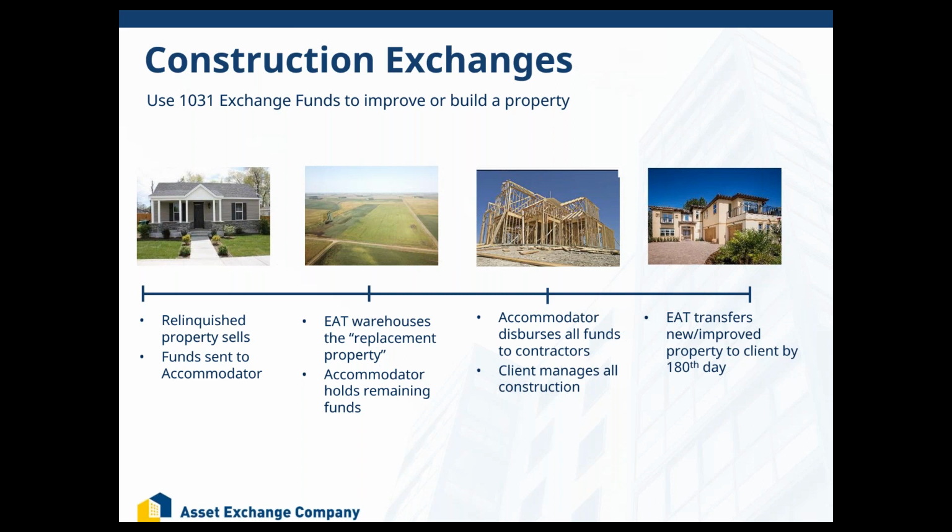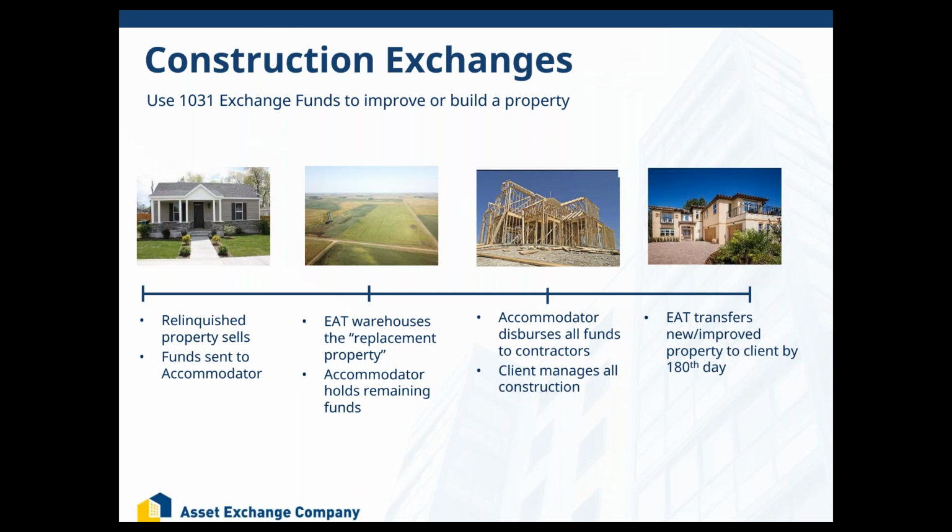Now, the client goes out, and let's say they find a replacement property, but they want to do some improvements to it before they actually acquire it. So what can they do? Well, they can do this thing called a construction improvement, built-to-suit exchange, okay? Again, we come in, we form that EAT again, right? The exchange accommodating title holder. We take the proceeds that we've been holding from the sale of the relinquished property, and we can use those proceeds, and then we buy the replacement property, okay?